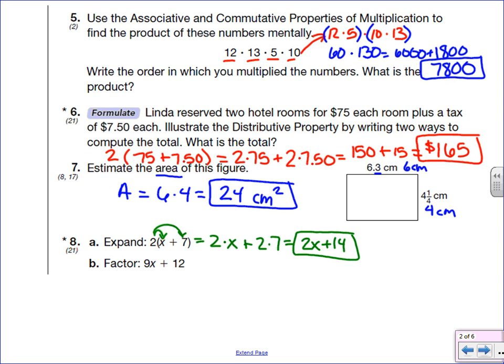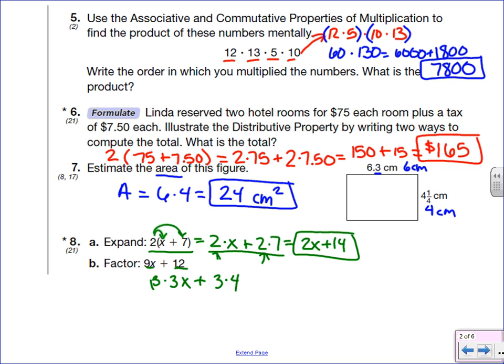Factor means pretend like you started off with something like this and you want to turn it into something like this. So we have to look and see if we can find common factors that we can pull out front. So if I factor 9, it could be 3 times 3, and then x. And then if I factor 12, it could be 3 times 4. 3 times 3 would give me 9, and 3 times 4 would give me 12.